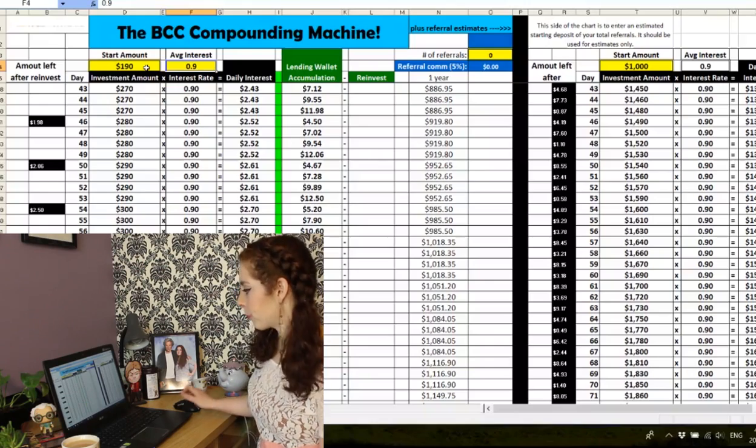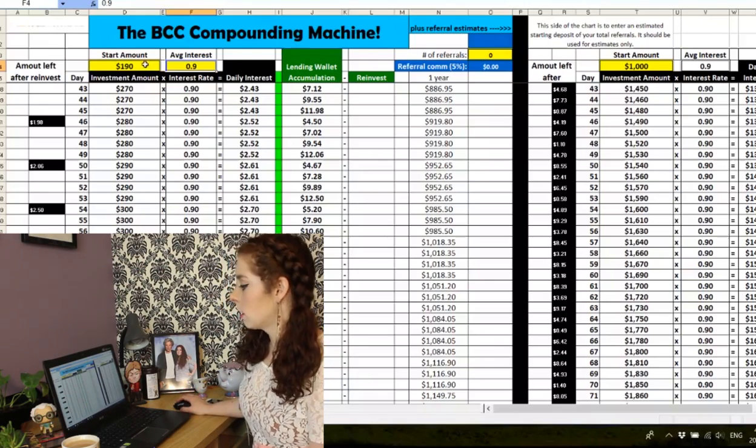So in the spreadsheet, you put in your starting investment, the average rate of interest, and whether or not you have any referrals. So for this, I'm going to start with my original investment amount and no referrals, and then again the same original investment amount and the number of referrals I currently have and a couple of others, just to kind of play with the numbers a bit and see what it would take to get to where I want to be. So starting amount was $190.